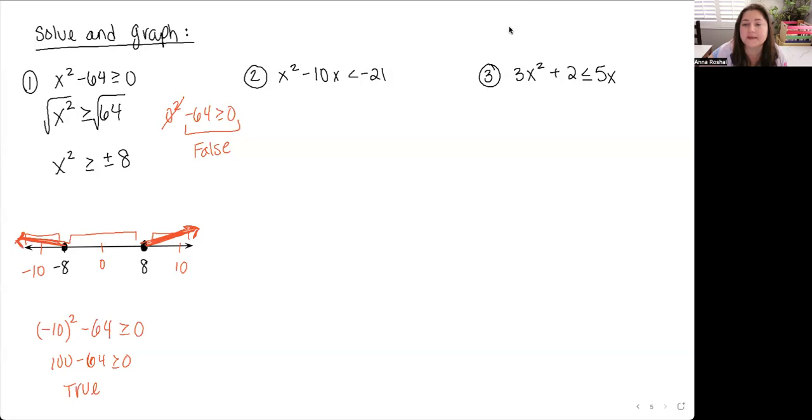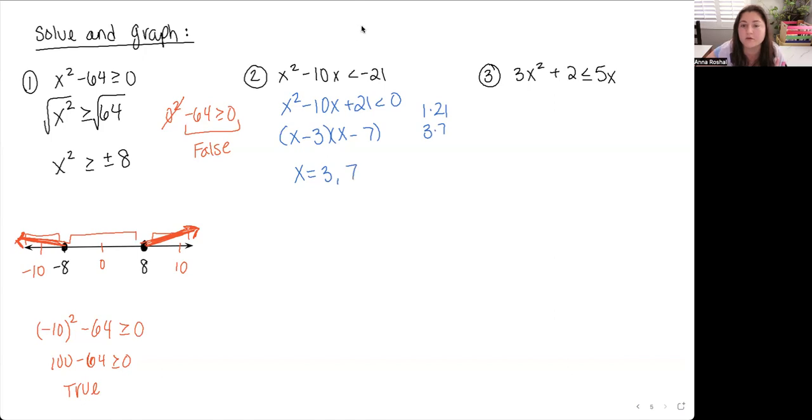Okay, so let's take a look at this one. I'm going to put it into factor form. So x squared minus 10x plus 21 is less than 0. And then I'm going to factor these out. x times x is x squared. My factors of 21 are 1 and 21, and 3 and 7. I know that if I have 3 and 7, they add up to that 10. They're both negative. And so x should equal positive 3 and positive 7.